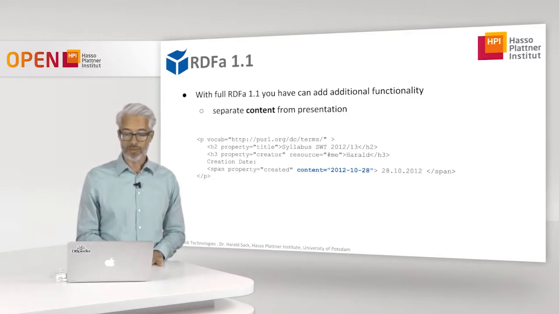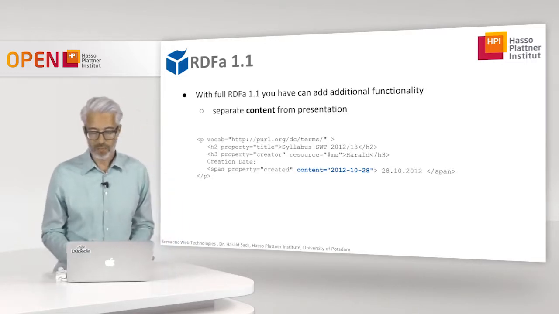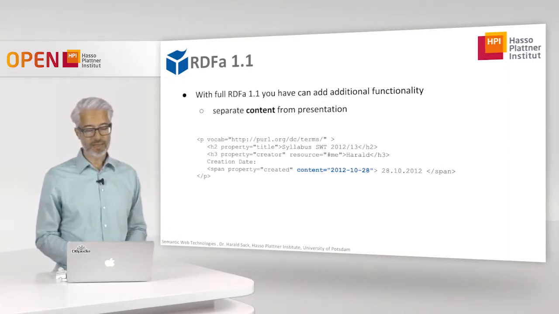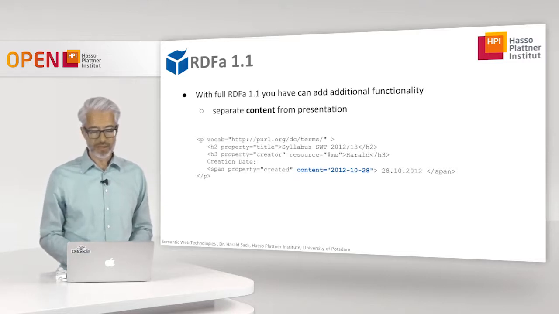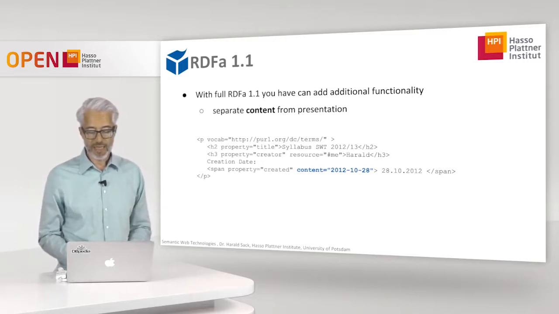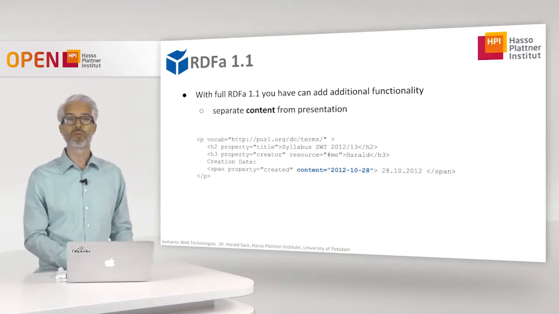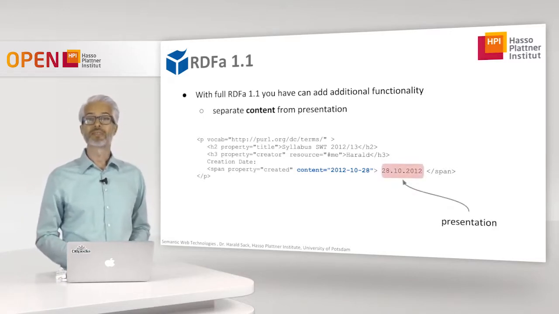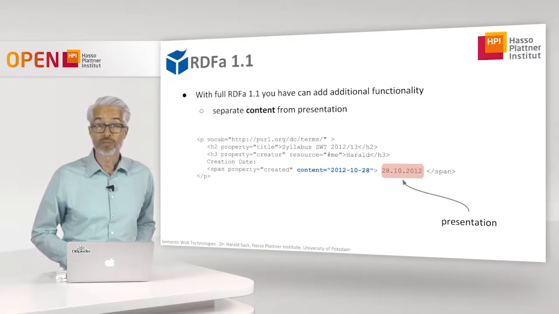This time I use the Dublin Core vocabulary, and I use Dublin Core terms, and I say, okay, the title of the things in this paragraph will be syllabus of something, and I will say the creator of this is somebody, so it's me usually, and I say I have a creation date, and then I see the creation date I have written here as the 28th of October 2012.